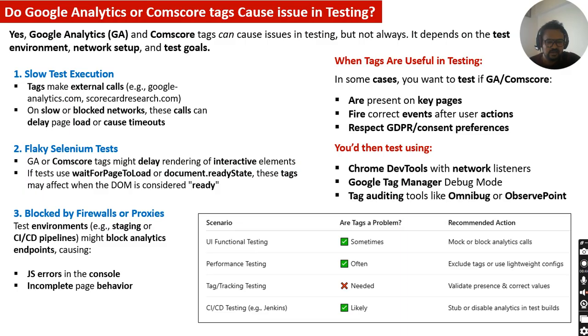For tag tracking testing, no, it is not needed; you just validate that the tag is present and has the correct value. So for tag tracking, if you just want to validate whether the tag is present or not, then it won't cause that many issues. Okay, and CI/CD testing, as I told you, like Jenkins or third party things, will likely cause issues because there will be firewall or other network related limitations. So for that one it will be harder for you.